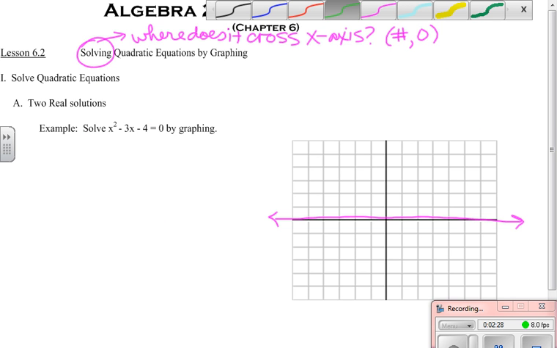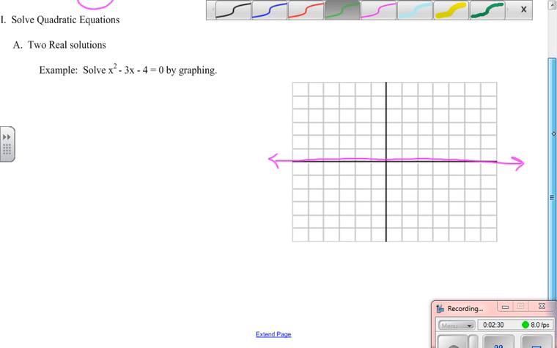So when we go to look at a graph, we don't know what's going to happen. So finding that axis of symmetry and determining our vertex and open up and open down are very critical to know what we're looking for. So the first thing, two real solutions, it's going to cross twice. So first thing we always look for is that vertex and that line of symmetry. And remember, we get that by the opposite of b all over 2a.